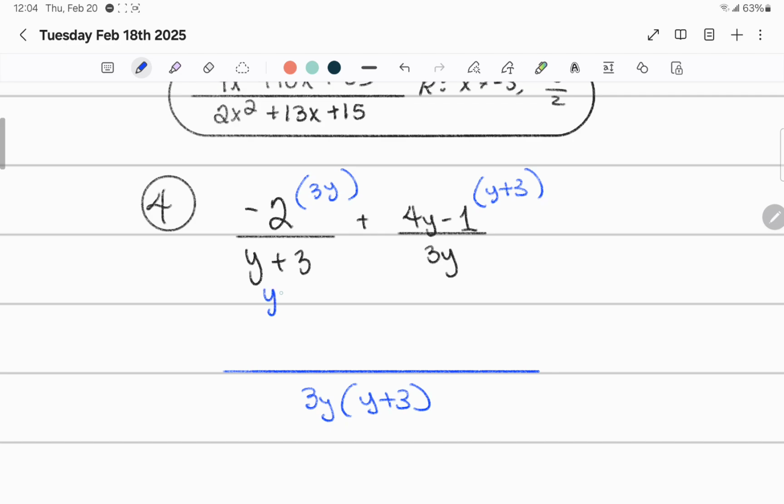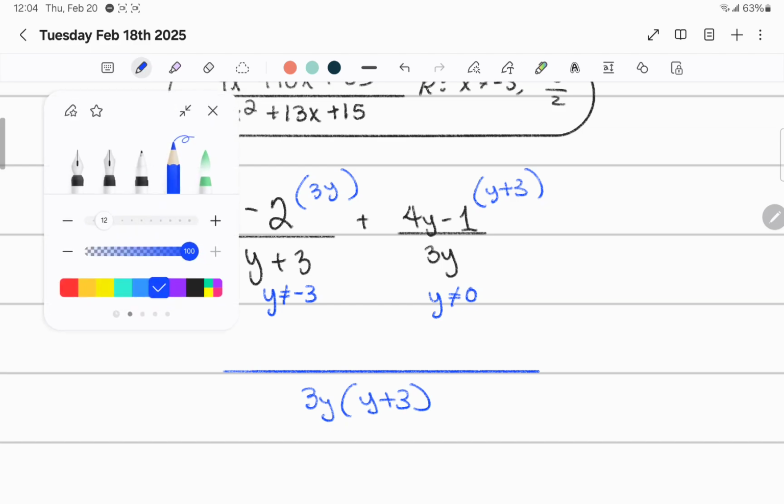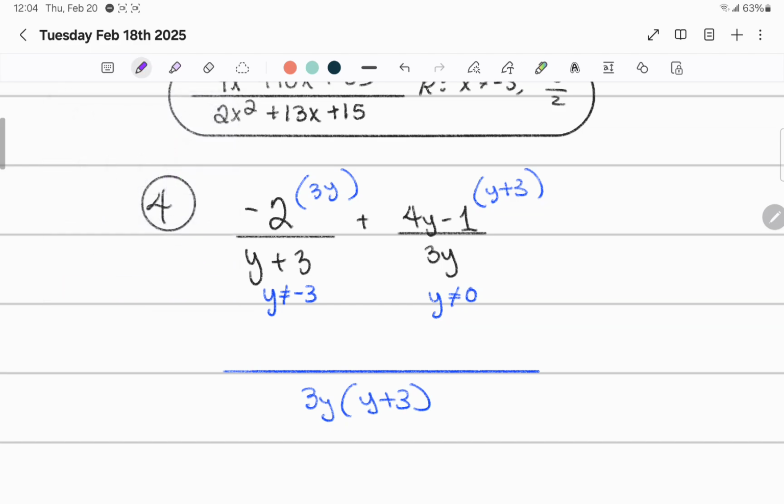Our restrictions, y cannot equal -3. Again, it's the opposite sign. And here, y cannot equal 0. Okay, so for the top, let's rewrite it. We have -2 times 3y plus 4y minus 1, y plus 3.